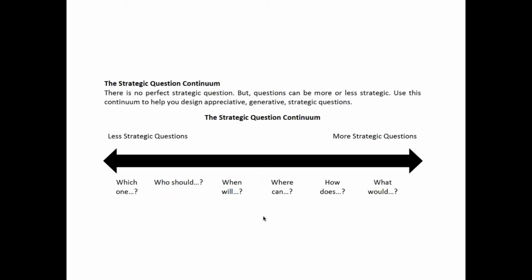So there's a continuum of the kinds of questions that we have to ask in our organizations, and the most strategic kinds of questions start with the words that you see on the right side of that continuum. What would? What would is a better starter for a strategic conversation than which one or who should? So let's look at a couple of other aspects. We really like to pair an opportunity-focused conversation starter with the word imagine.